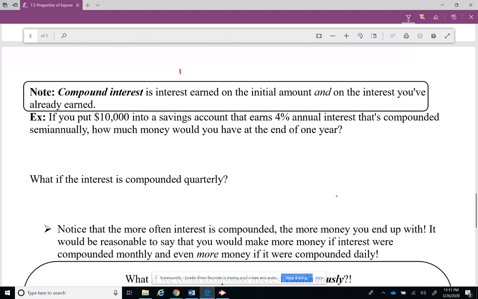A of t, make sure you write this down, equals P, which stands for the principal, times 1 plus the interest rate over N, which is the number of times that the interest is compounded per year, close your parentheses, to the N times T. First of all, you need to know that P stands for principal.